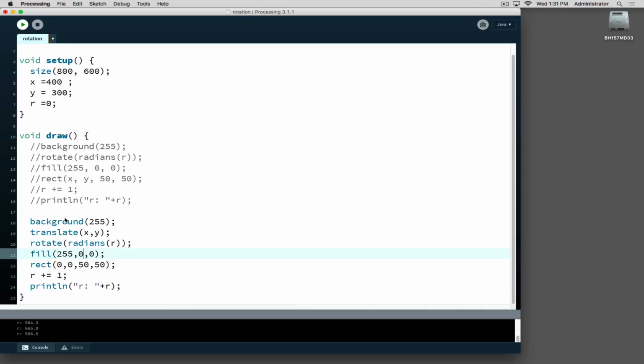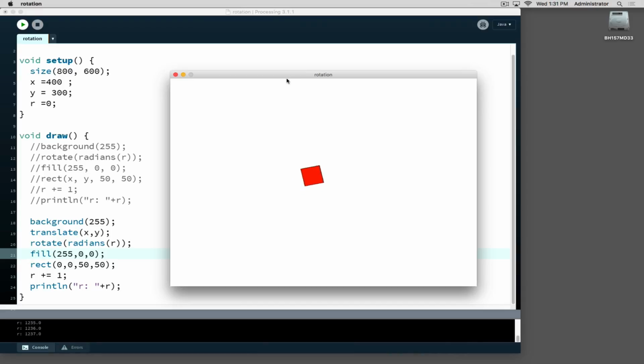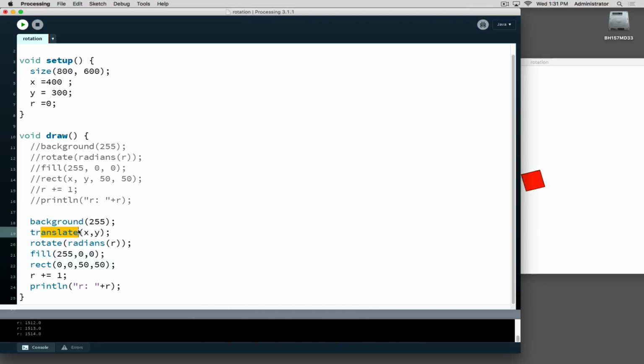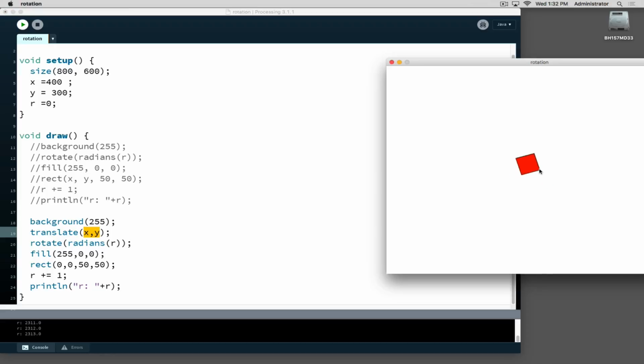What has changed in my code is I said translate x comma y. Now the place I just translated to is 400, 300, which is half of my width and half of the height of my document. So that chose a point right in the middle, and now that box is rotating around that point. So that's giving us a little bit more control.